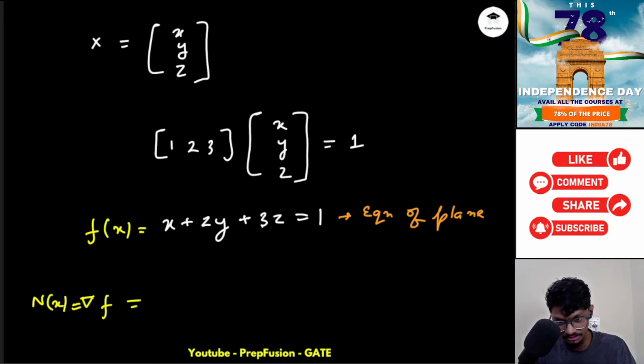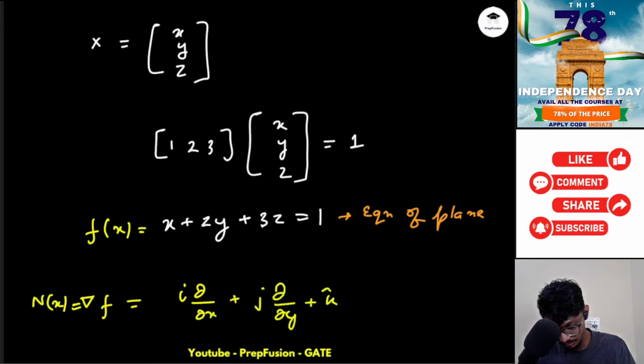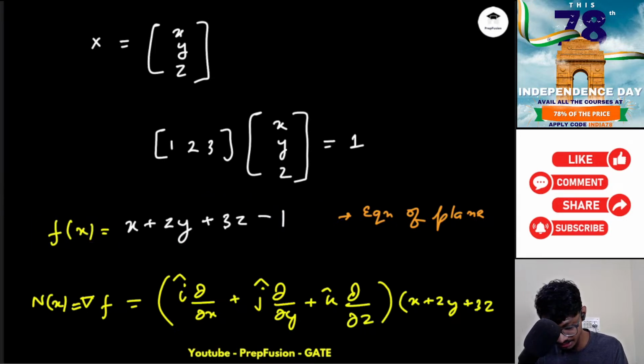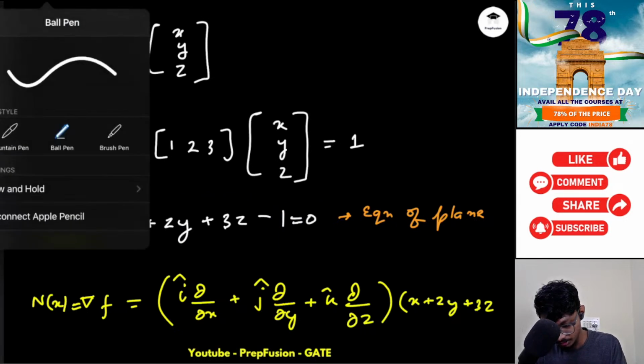If you know grad, that's great. If you don't know gradient, you can study it later on. So this will be simply i ∂/∂x plus j ∂/∂y plus k ∂/∂z, applied to x plus 2y plus 3z. Actually, this one will go on the left-hand side, and this will be equal to 0. This is how we find the grad. Once you study vector calculus, you will understand what I am doing here, so don't worry about this.